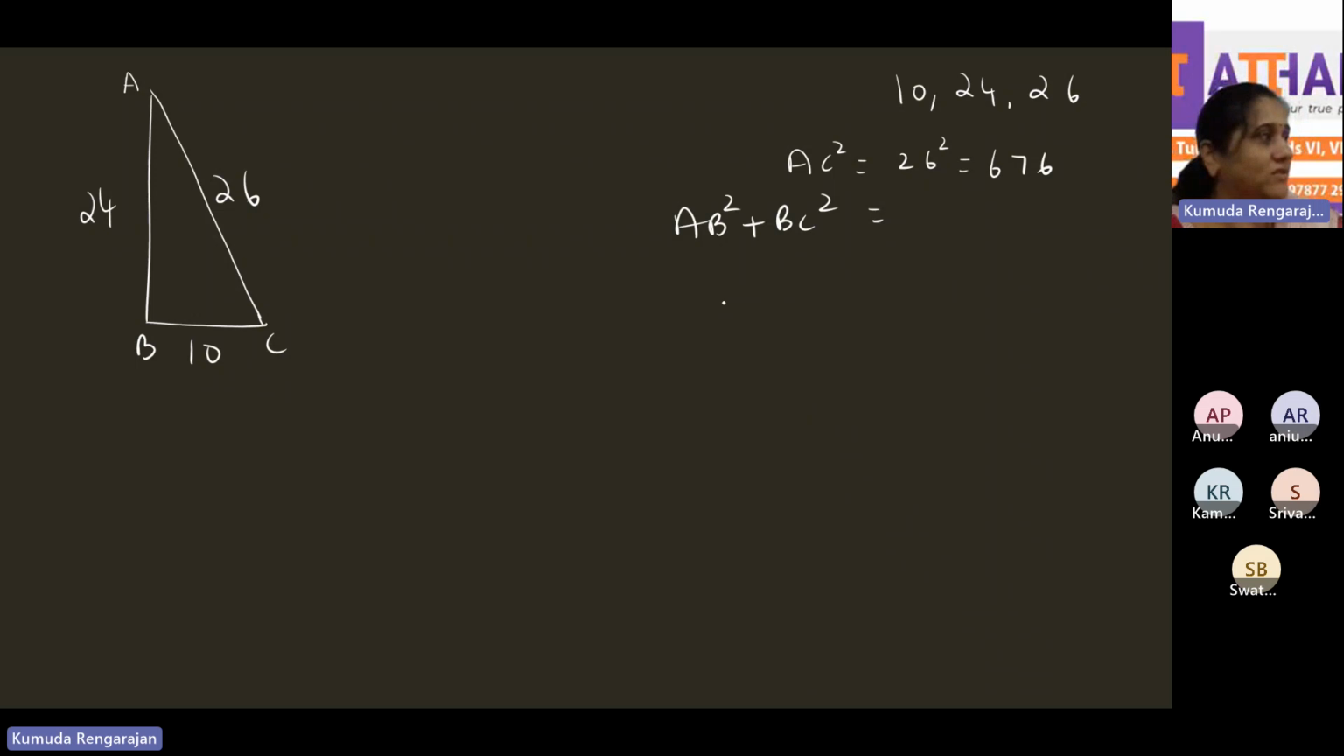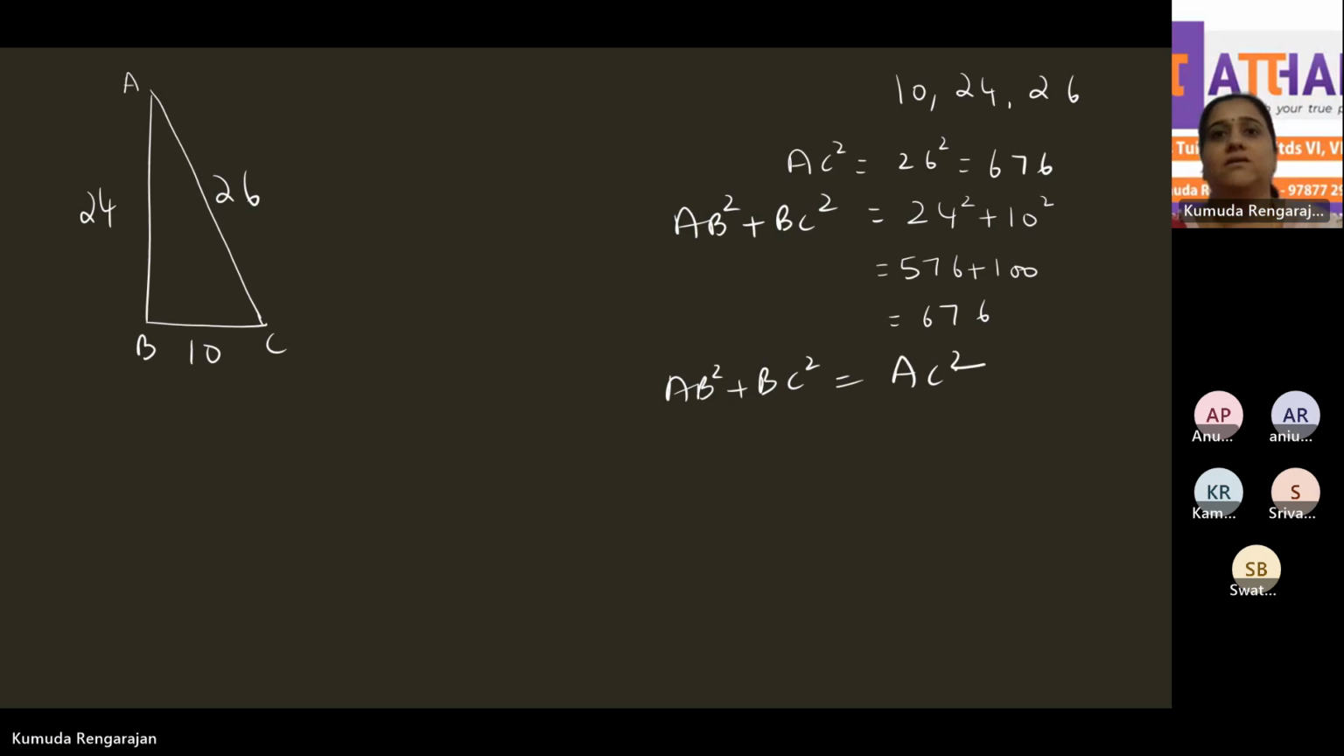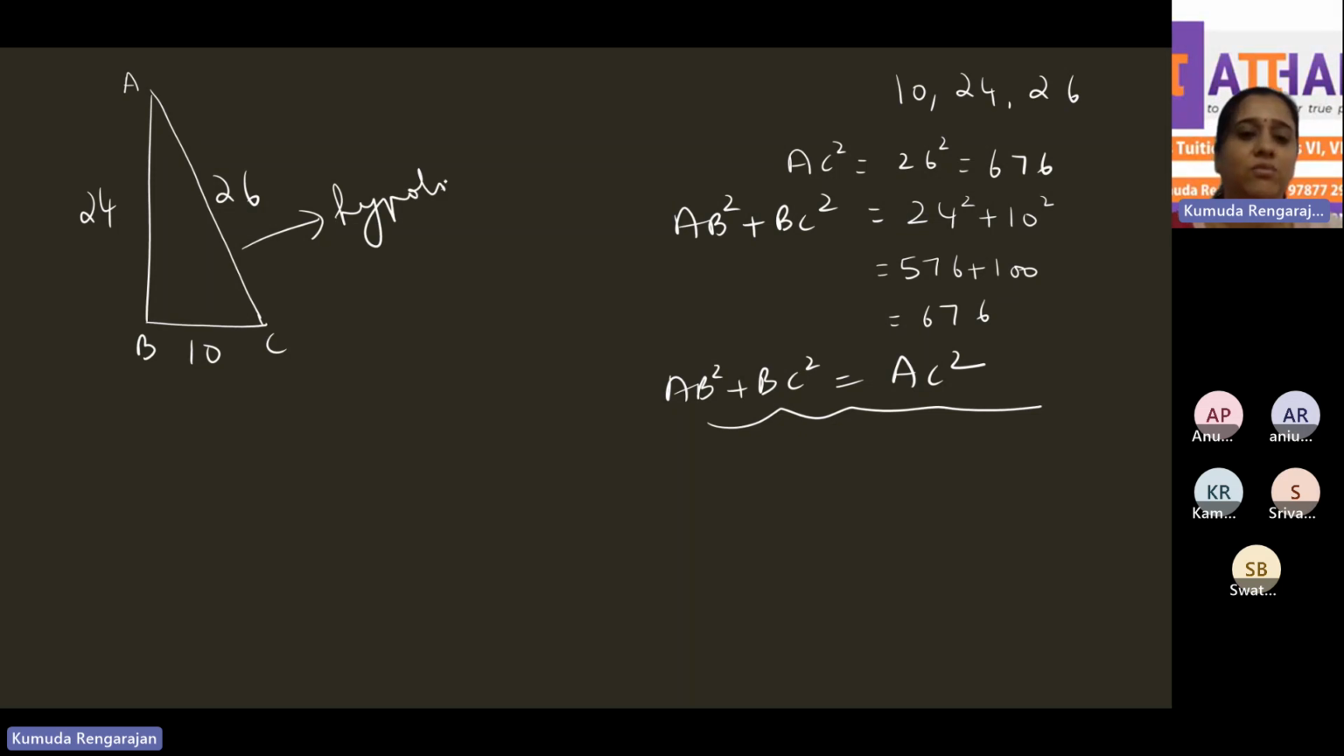You understand that? So that is going to be 24 square plus 10 square. 24 square is 576. 10 square is 100. And the sum is 676. So we see that AB square plus BC square is equal to AC square. If this result is true, then the triangle is a right triangle. The longest side is the hypotenuse, and the angle opposite the hypotenuse is the right angle.